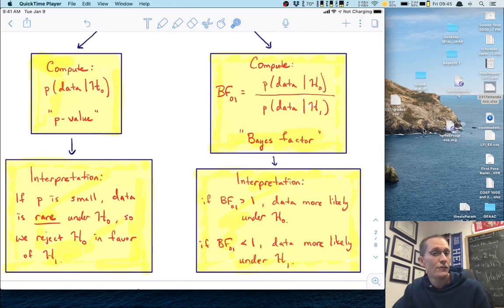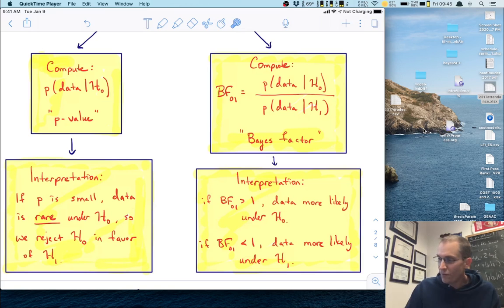It's interpreted as follows. If this BF01 number is bigger than 1, well then remember this is a fraction, so that tells you that this number is bigger than this number. So that tells you the data are more likely under the null than they are under the alternative. On the other hand, if this fraction is less than 1, that tells you that the denominator is bigger, and so that the data are more likely under the alternative.